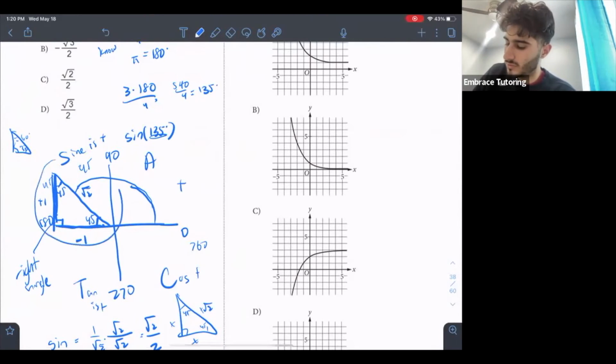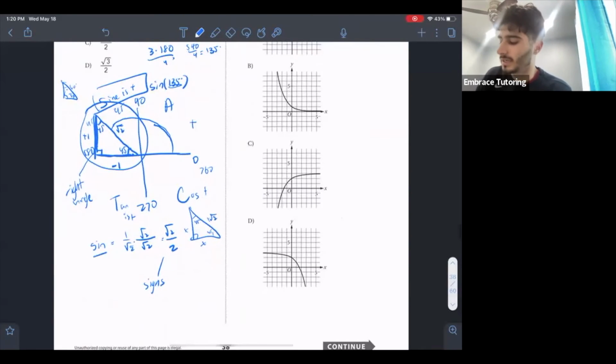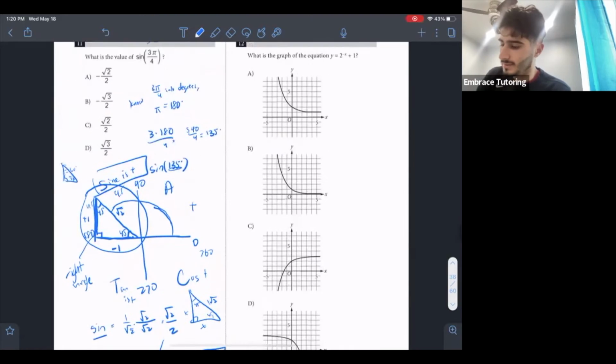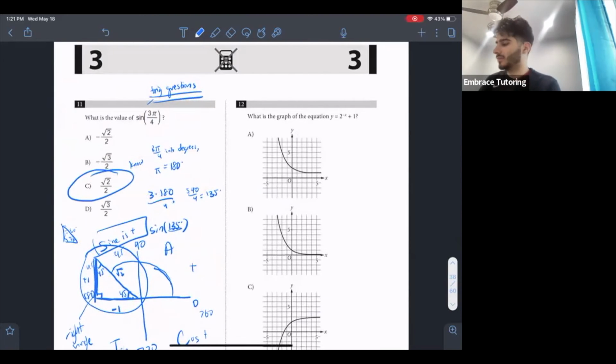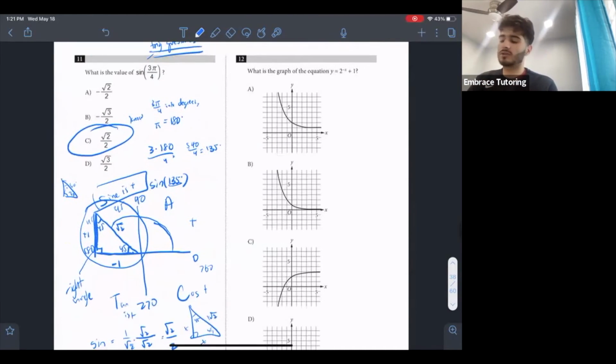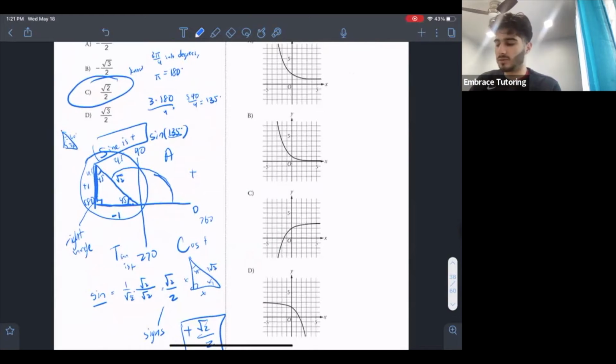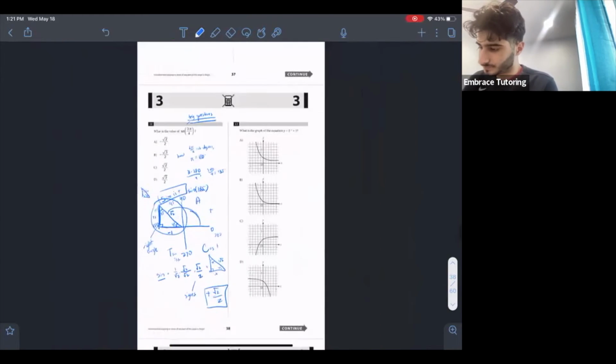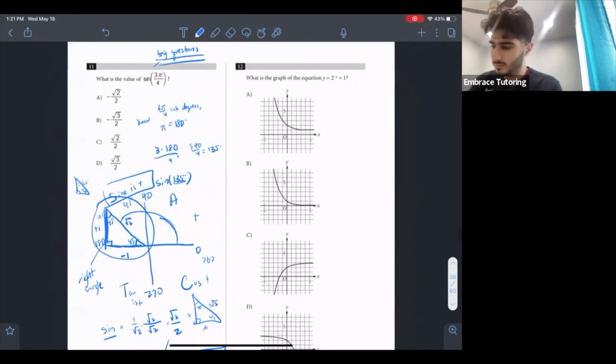But since we're in this region right here, we know that sine is positive. And what do we have as our function? Sine, which means that it would be positive radical 2 over 2. And that is our answer, choice C. So that's how you would solve question 11. Just always break down the question, understand what it's asking, and then apply all the algebra that you guys have learned.